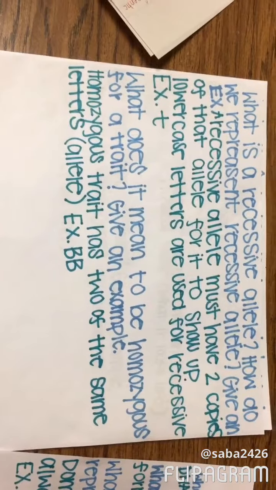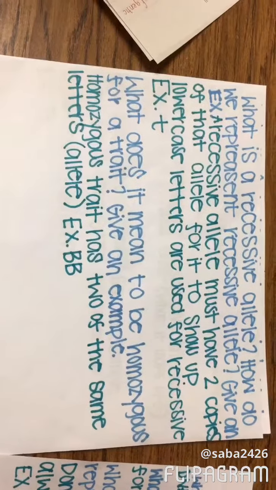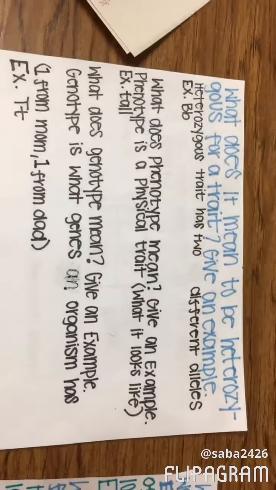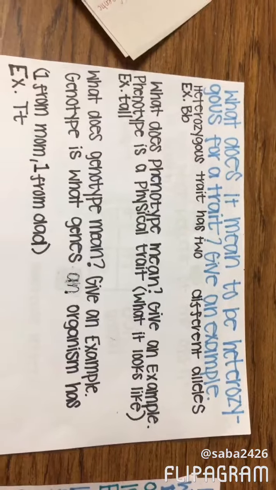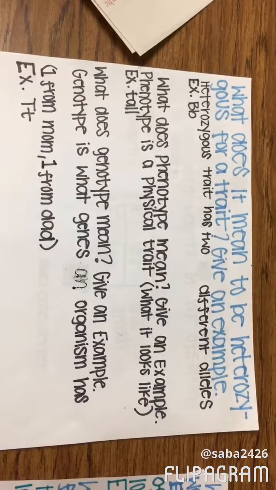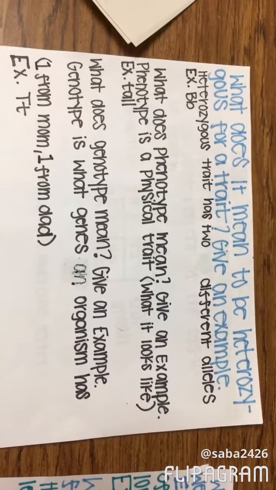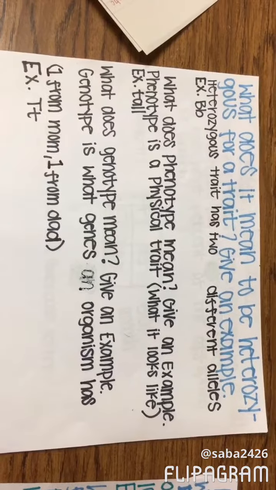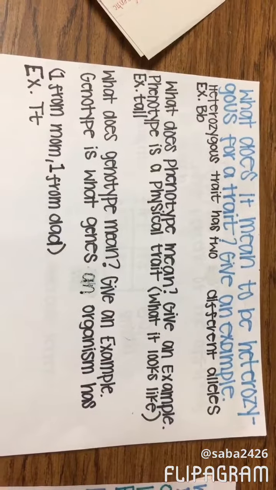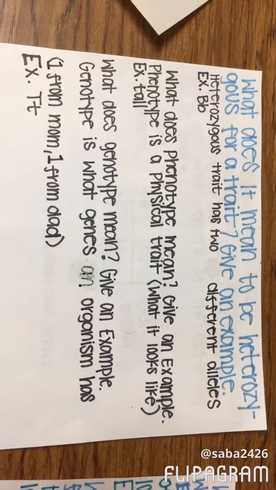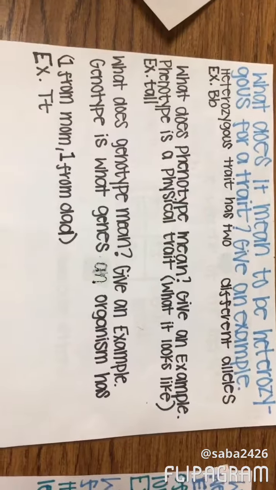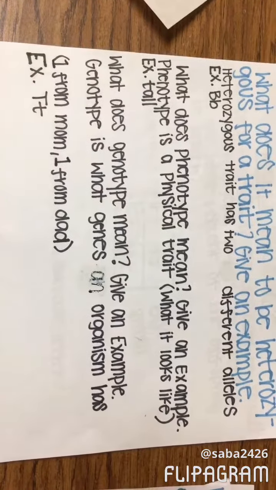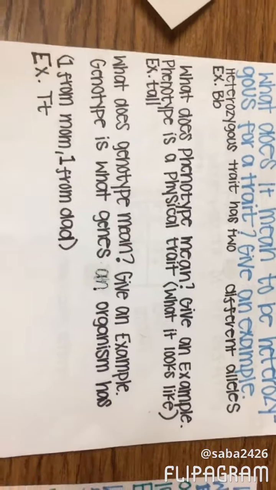What does it mean to be homozygous for a trait? A homozygous trait has two of the same allele, for example, two capital B's. What does it mean to be heterozygous for a trait? A heterozygous trait has two different alleles, for example, capital B and lowercase b. What does phenotype mean? Phenotype is a physical trait, what it looks like, for example, tall. What does genotype mean? Genotype is what genes an organism has, one from mom, one from dad, for example, capital T and lowercase t.